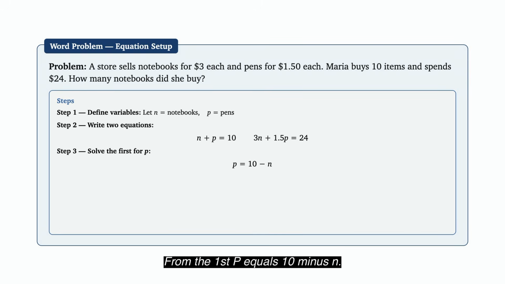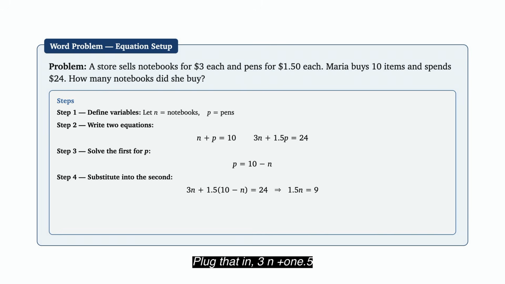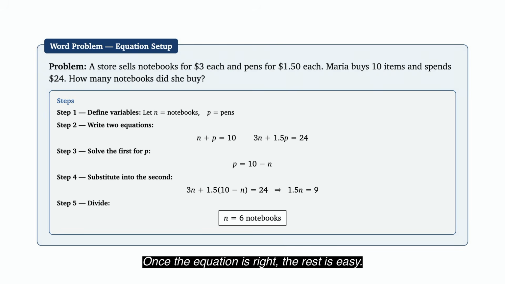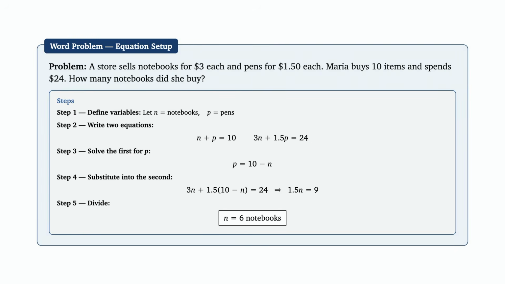From the first, p = 10 - n. Plug that in: 3n + 1.5(10 - n) = 24. Distribute and combine. 1.5n = 9, so n = 6. Maria bought 6 notebooks. Slow down on setup. Once the equation is right, the rest is easy.